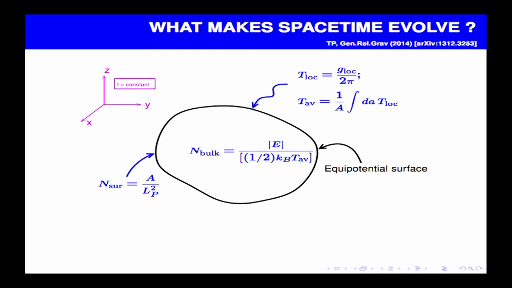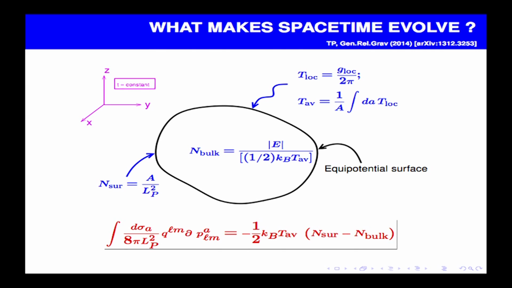But what makes this spacetime evolve? I just took static spacetime and told you this happens. You play the same game here, then you can show another very interesting result. You can show that this particular quantity, which is like the rate of change of momentum with some indices contracted in a suitable way, the rate of change of momentum integrated over this region is given by essentially N_surface minus N_bulk.